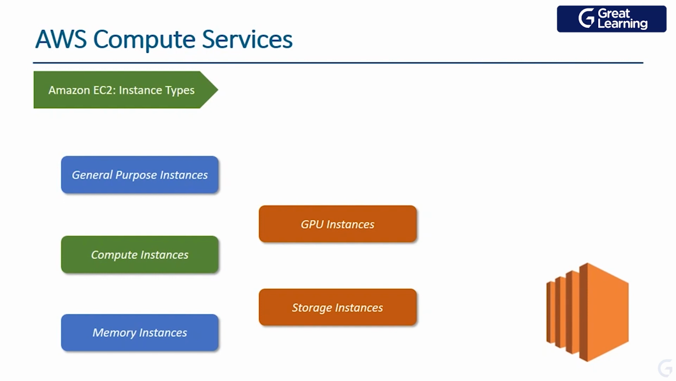GPU instances that you see on the screen, these are used for graphical processing. So when you're talking about video rendering, modeling, and other applications related to graphical processing, those are the things that work well on your GPU instances. Storage instances, as the name suggests, give you better storage capacity. So these are the types of instances based on their families, that is general, compute, memory, storage, and GPU.